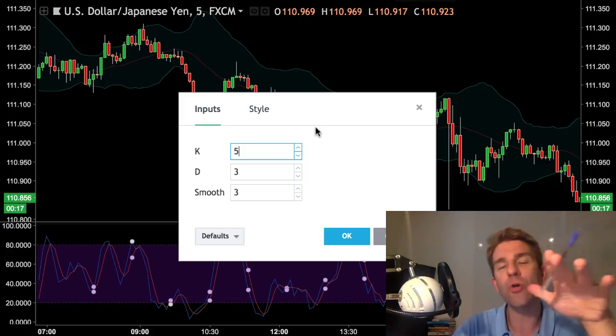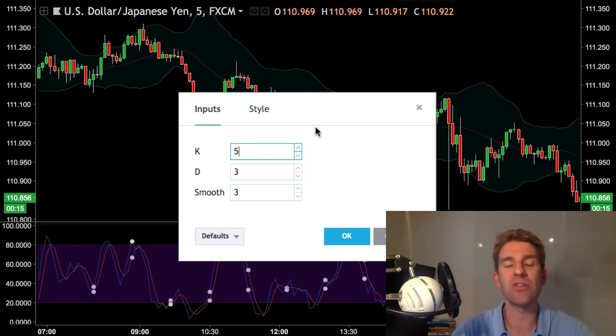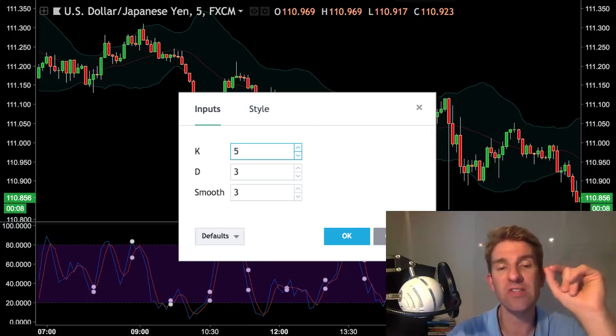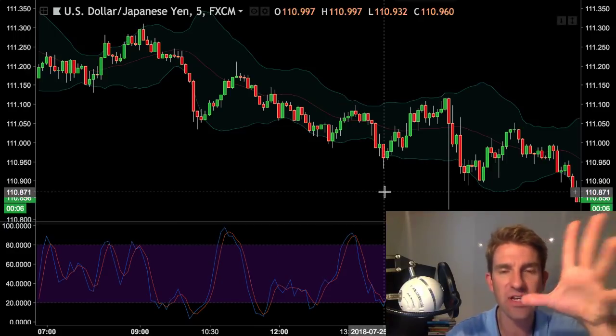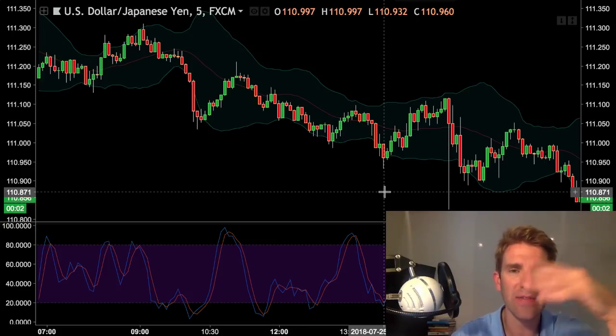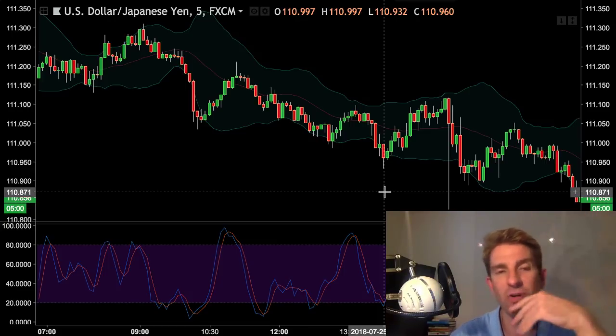Stochastics, it will be slow stochastics. With TradingView I've got here, it's just stochastics. Percentage K set at 5, percentage D set at 3, smoothing set at 3. Slightly different settings depending on, again, which charting package you're using, but you can have a look at this and get the idea of the sort of speed of stochastics you want.